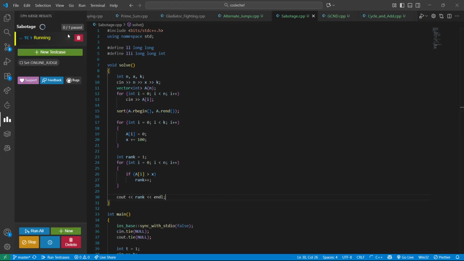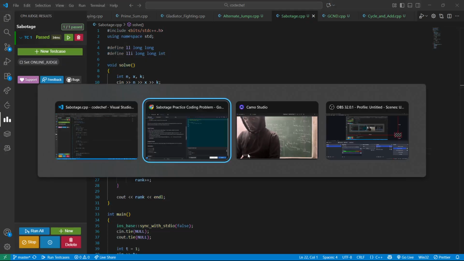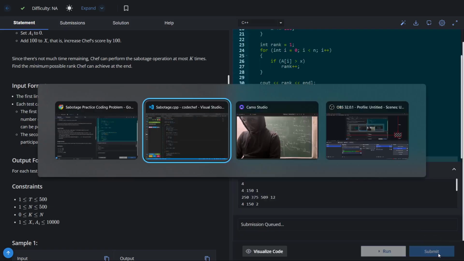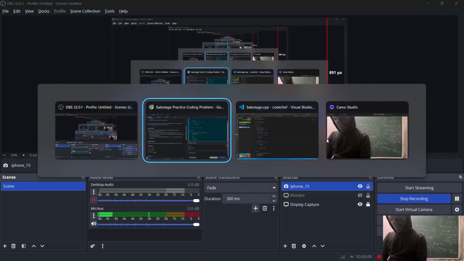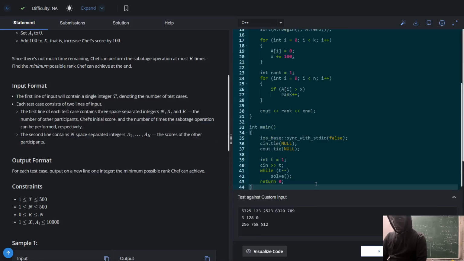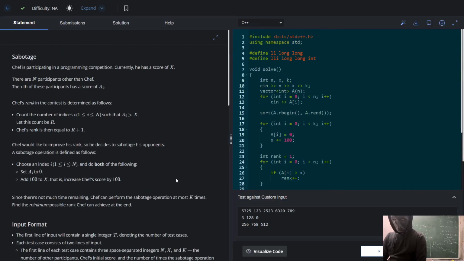Let's try to run it. It got passed. Let's try to submit in the online editor. Okay, so it got accepted. So I think it was a greedy approach, and then basically you had to do sorting.